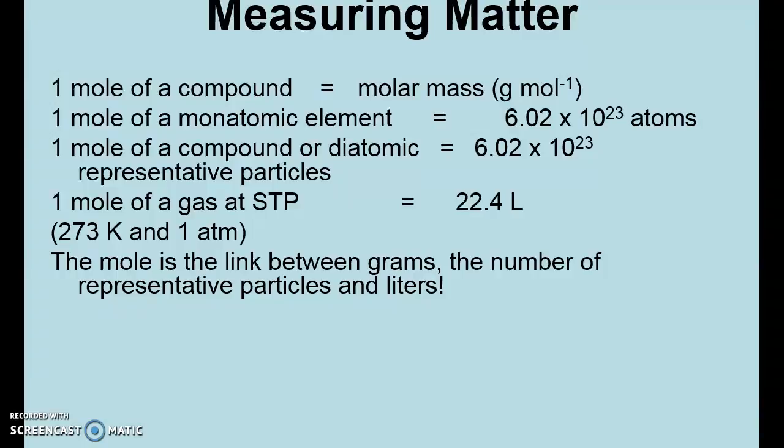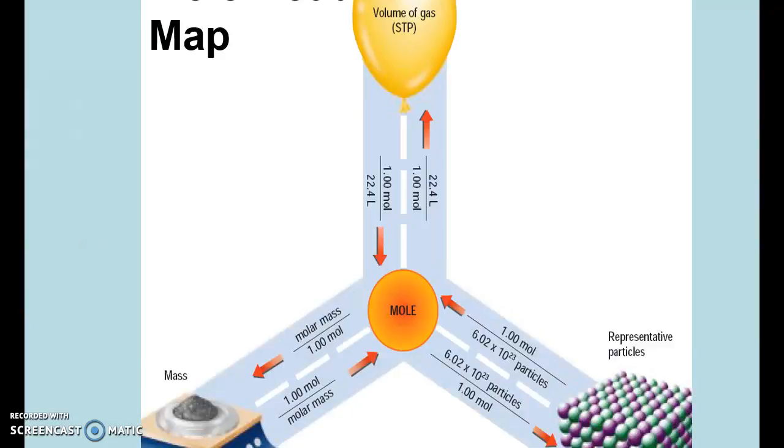So here are some of the relationships between moles and other measurements. A mole is equal to the molar mass, a mole is equal to Avogadro's number, and a mole of a gas measured at standard temperature and pressure is equal to 22.4 liters of volume. So the mole is the link between all those different measurements, and we can use dimensional analysis to make those conversions.